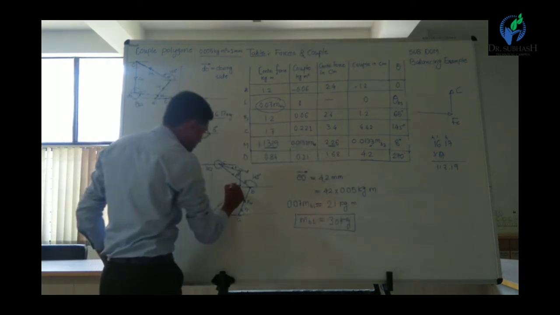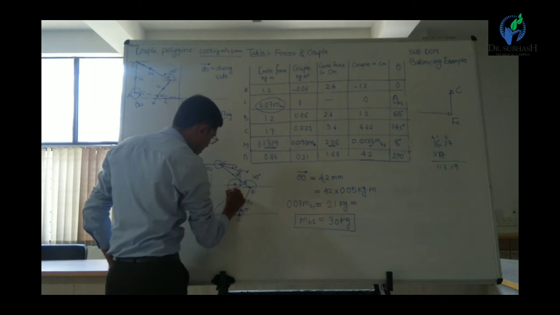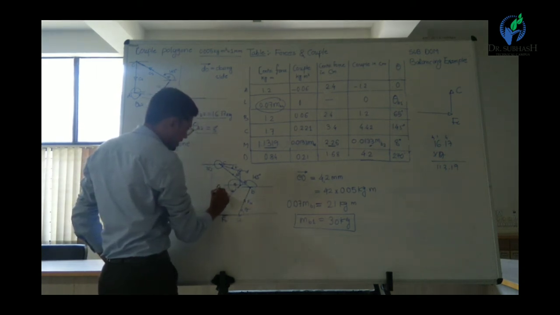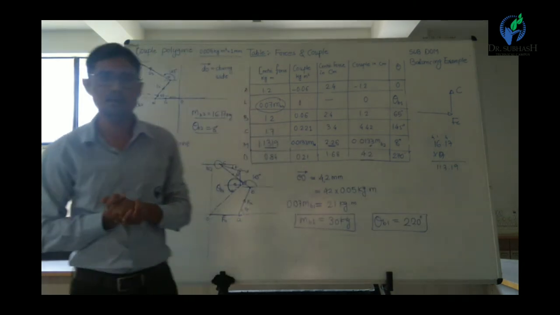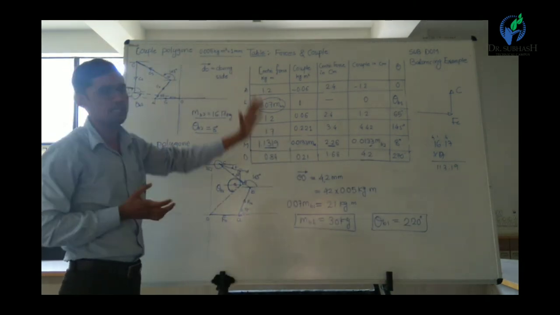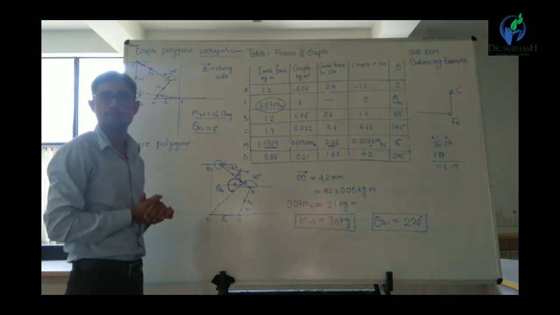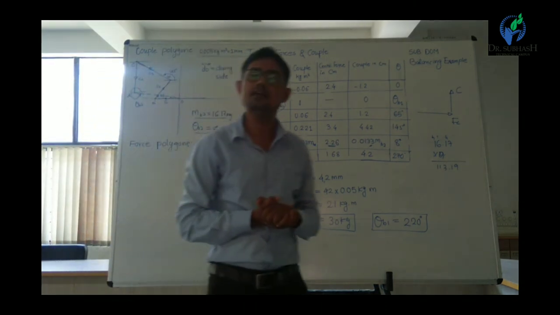And if we measure this angle, then it is our theta B1, and we get theta B1. Do you have a clear idea about this example? Okay, so this is an example of balancing of rotating masses in different planes.